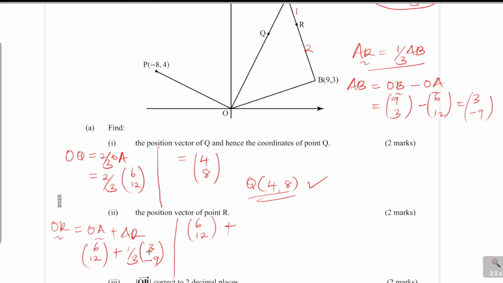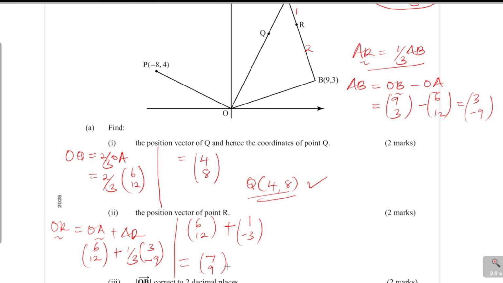plus a third times 3. That will give 1. Then a third times -9, that will give -3. I'm sorry, give -3 there. So now you can add these. 6 plus 1, that is 7. 12 subtract 3, that will be 9.